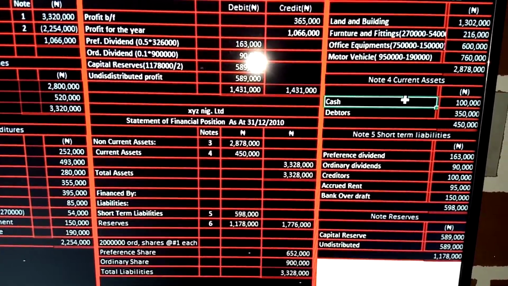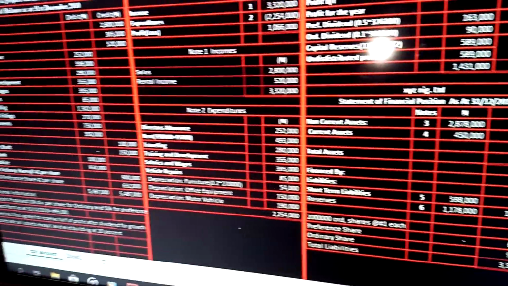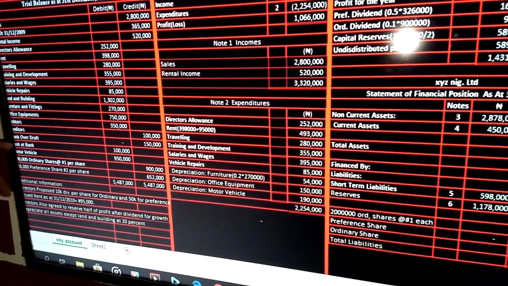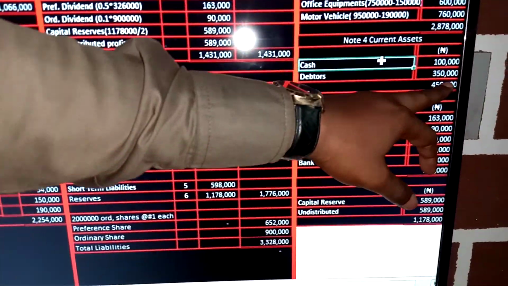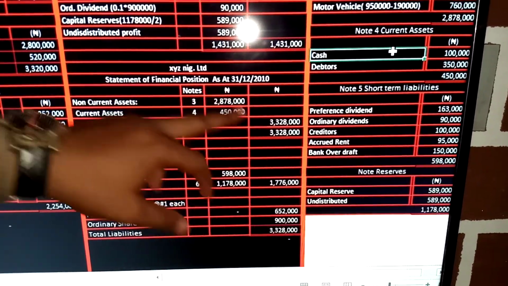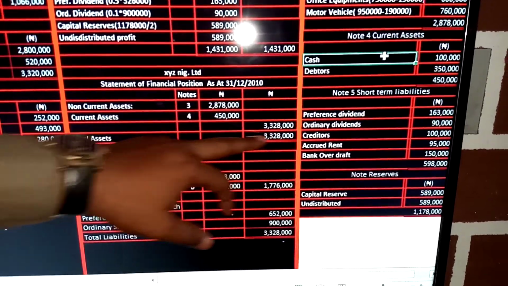Okay. The next one now is your current asset. What are your current assets in the question? You have cash at bank, 100,000. Debtors, 350,000. So when you add together, you have 450,000. Okay. So that's what you have here as current asset, 450,000. So when you add this to this, you have 3,328,000. That's what you have as your total asset.